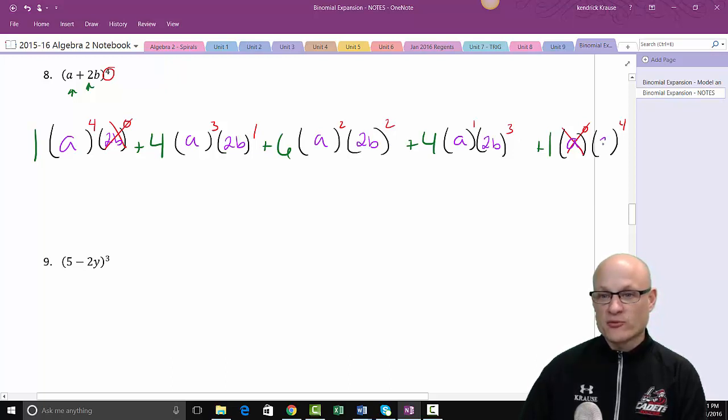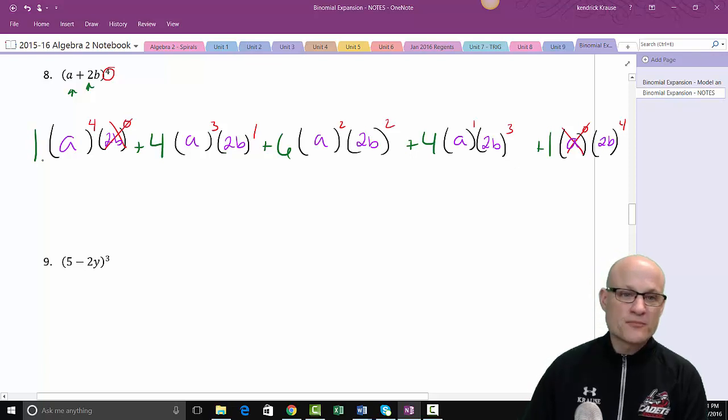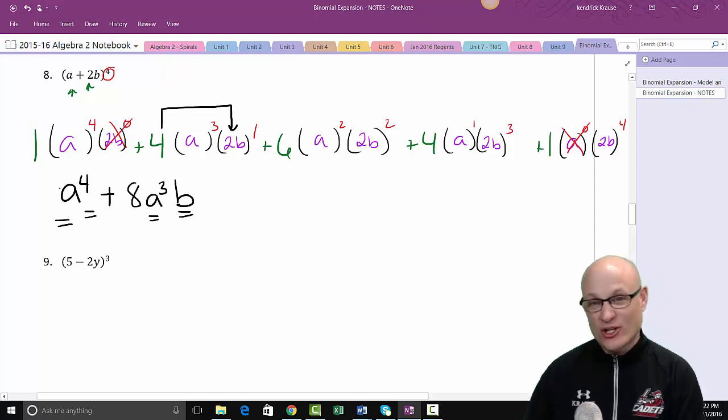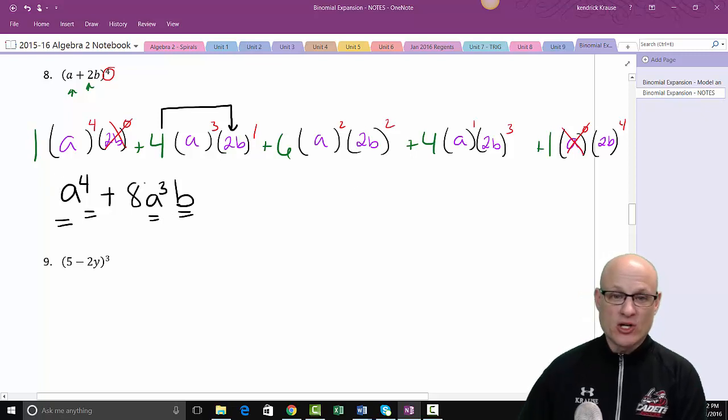We got to be careful with this one, 2B. So that goes away. This is just A to the 4th plus. Now it's going to be 4 times 2 to the 1st. 2 to the 1st is just 2, so that's 8 A cubed B. Notice now this had no B's. Now we have 1 B. This had 4 A's. Now we have 3 A's.